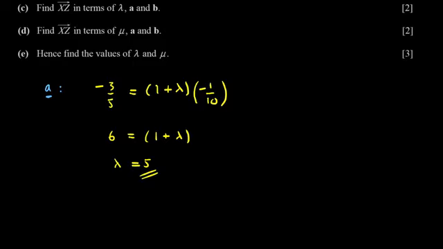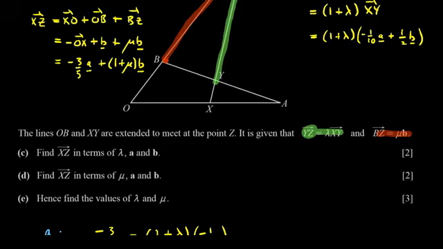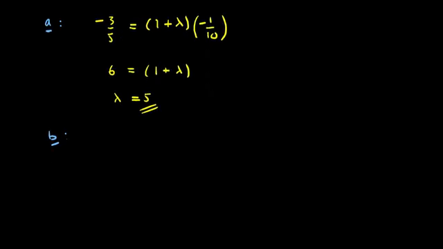And then we can do the same thing. We can compare for B. If we compare for B, what are we going to get? Well, for this vector, our B component is 1 plus mu. And for this one, we've got a half, but times 1 plus lambda. So what we're going to do is we'll write down 1 plus mu, beg your pardon.